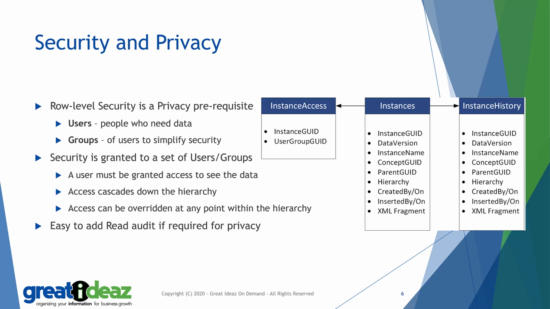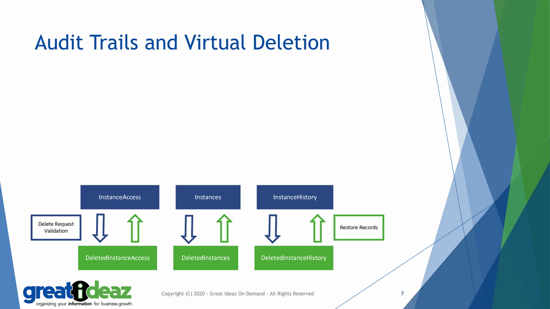Another key advantage of the CRUD Plus data agnostic storage is the way that we can extend the record storage to include a virtual deletion strategy. So here you can see that the instance access, instances, and instance history tables are mirrored by a set of deleted tables, and we can move records between the active and the deleted tables with two simple requests.